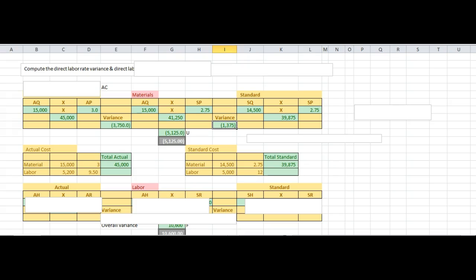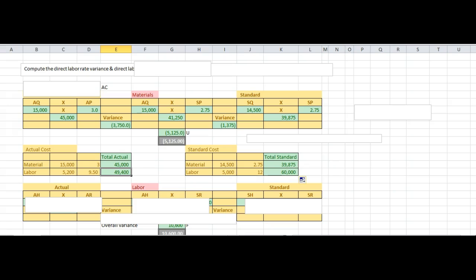Okay, now, so that's on the materials side. What about the labor? So the labor's right here. Labor was 5,200. This is what we actually did, times 950, and that comes up to 49,400. How about over here on this side? So I take 5,000 times $12, and it should have been 60,000. That's pretty cool, and they only spent 49,400.